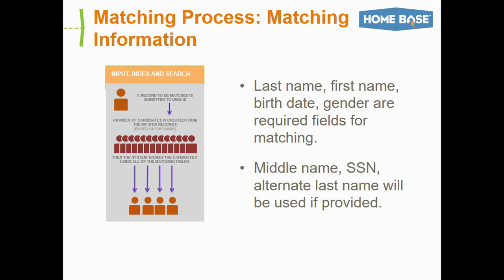And from here, it uses various criteria that were submitted with the record for the match scoring. So last name, first name, birth date, gender are required matching fields, but it also uses middle name and social security number if provided with its matching process. And you can see that graphic gives you kind of a visual of what it's doing when it goes through its index process to come up with near matches.